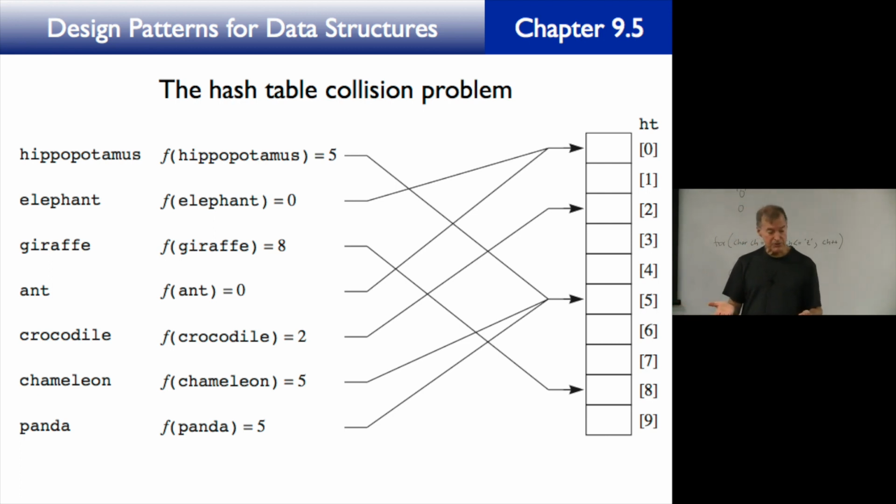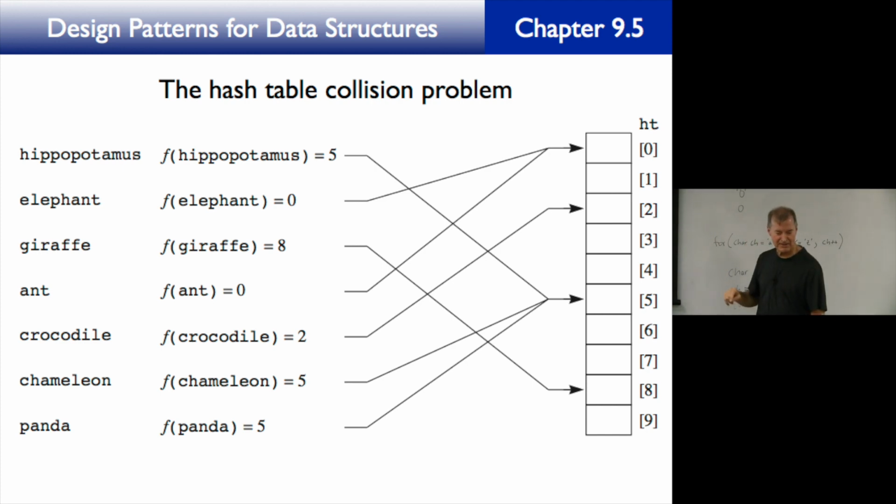So suppose that your key is hippopotamus. And by the way, our hash table now is denoted HT instead of table, and it's indexed from 0 to 9, so there are 10 slots. Suppose that when you apply the hashing function to hippopotamus, you get 5. That means hippopotamus is going to be stored in HT sub 5, and F of elephant is 0, so that's stored in HT sub 0. F of giraffe is 8, that's stored in 8. But then F of ant might be what? 0, so the ant collides.